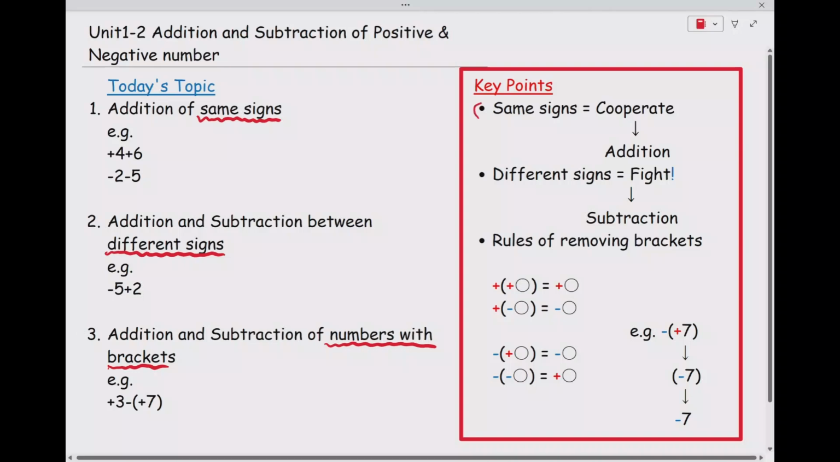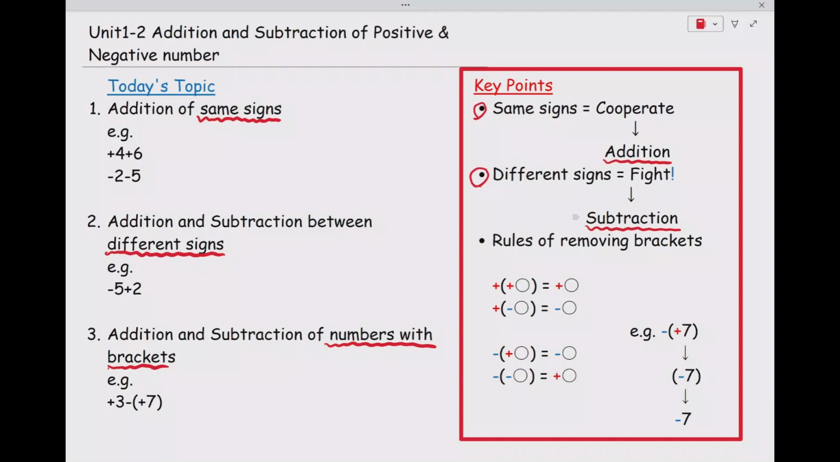Number 1. The same signs cooperate with each other, meaning simply add them together. And number 2. Different signs fight with each other, meaning they subtract one from the other. And the sign with the larger number survives. This is a very important point, so I repeat.